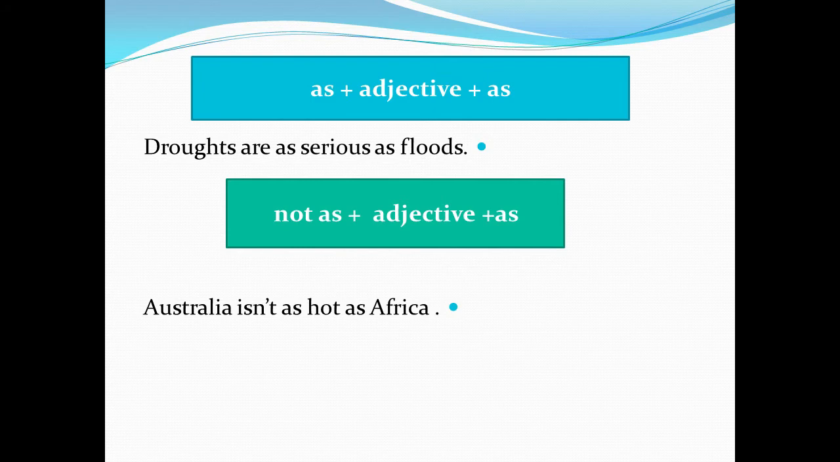So Australia is not as hot as Africa. Okay? Dogs are not as fast as cheetahs. And dogs are not as dangerous as lions. Okay?